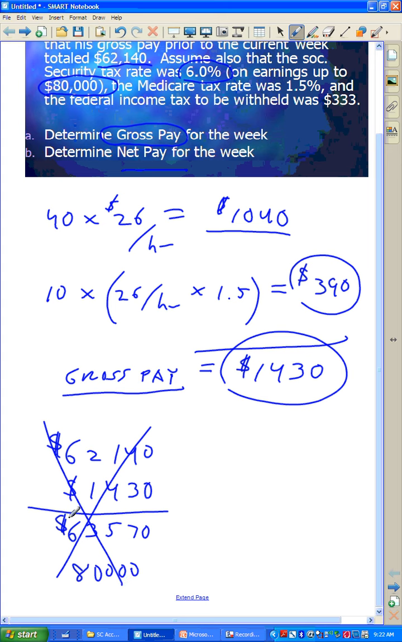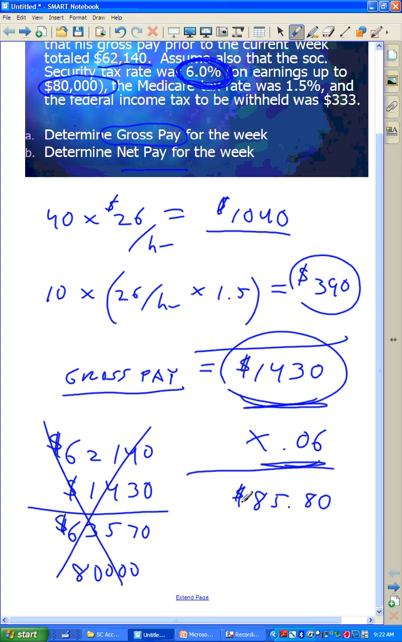Not even close. So I don't need to worry about the cap. I can forget about this. What it means is that I don't have to do any fancy math. I just take a straight 6%. When I said don't worry about it, that doesn't mean there's no tax. It just means there's no cap, meaning every dollar he earns on this paycheck is subject to the 6%. So please don't misinterpret what I said. So I go 1,430 times 0.06, there's my 6%, and I believe I'm going to get $85.80. That's what comes out of his check for the Social Security tax.